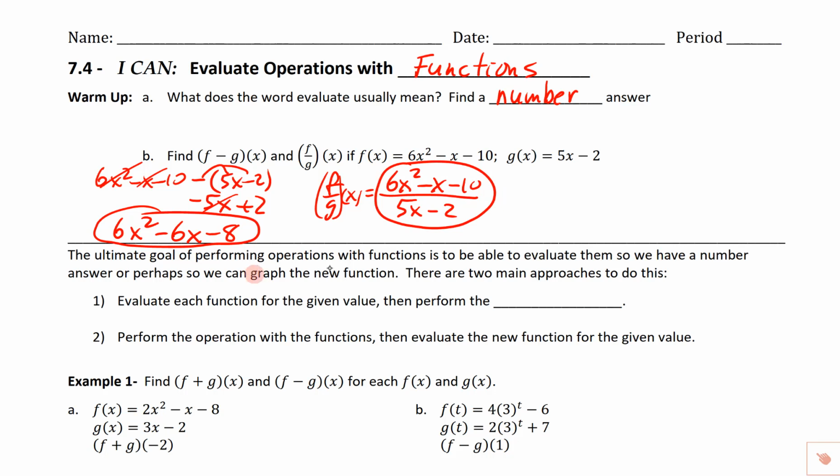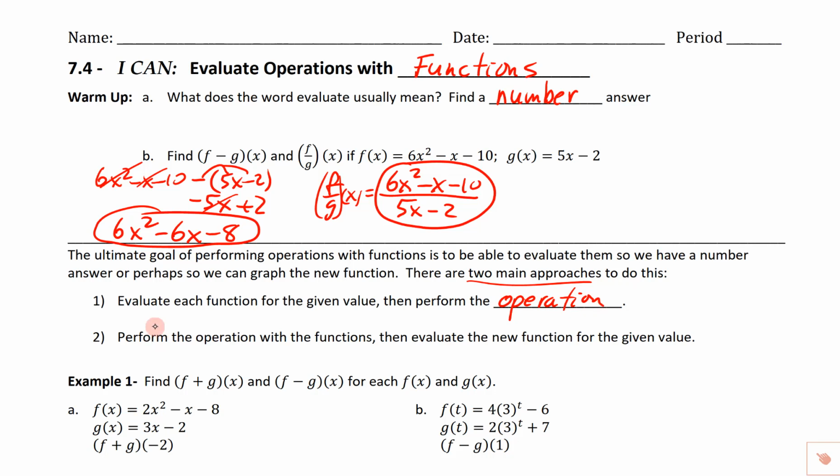The ultimate goal here with performing operations with functions is that we want to be able to evaluate them so we have a number answer for them, so we have a function value, or maybe so that we can graph this new resulting function. Well, this is what we're going to do today. We're going to be evaluating operations with functions, and there are two main approaches to this. So here's the first approach. Evaluate each function for the given value, then perform the operation.